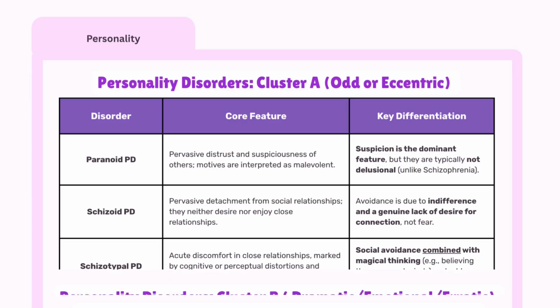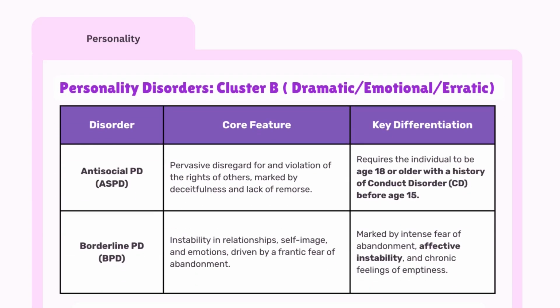Now let us move on to Cluster B. As mentioned, these disorders involve dramatic, emotional, or erratic behaviors, the first of which is antisocial PD. The core feature is the pervasive disregard for and violation of the rights of others, which is marked by deceitfulness and lack of remorse. For example, a person racks up massive debt under a friend's name, routinely lies to everyone in their life to get what they want, and expresses no guilt when caught.